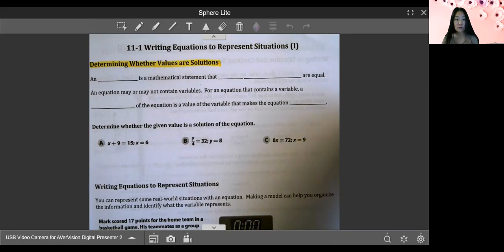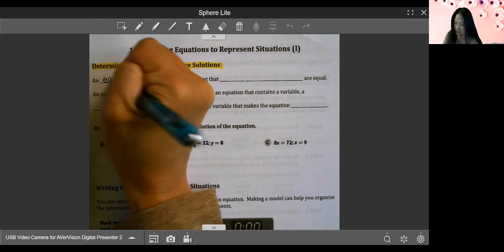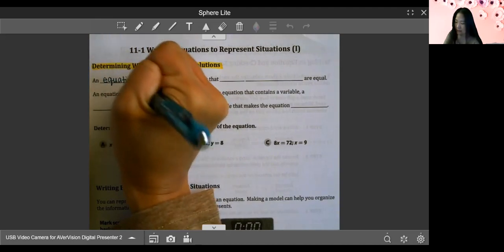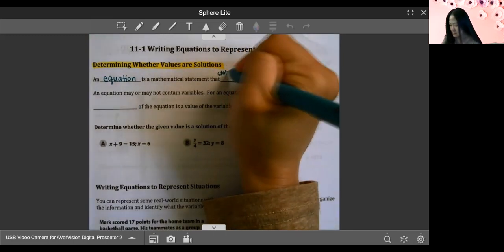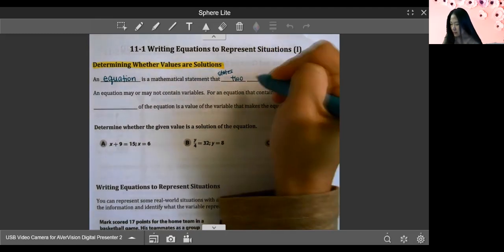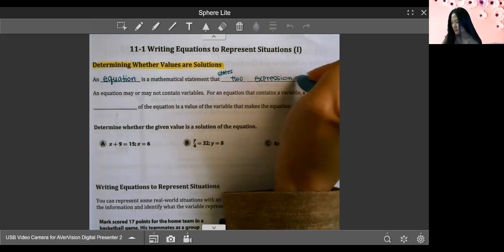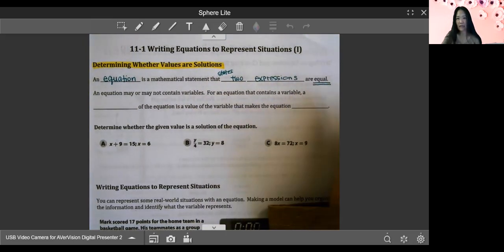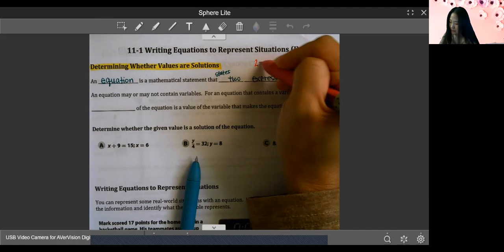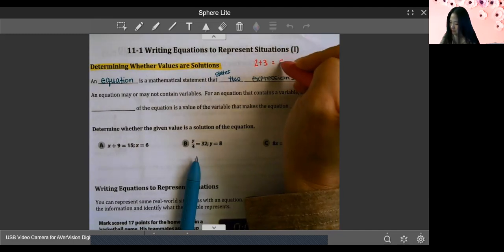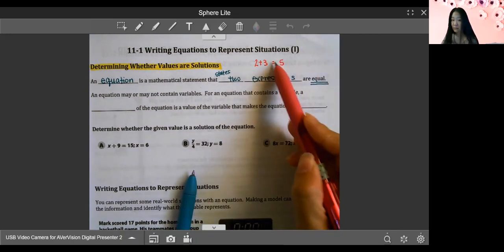So first, let's do the fill in the blanks. It says an equation is a mathematical statement that states two expressions are equal, okay? So for example, 2 plus 3 equals 5. This is an equation. We know that this is an equation because it has an equal sign.